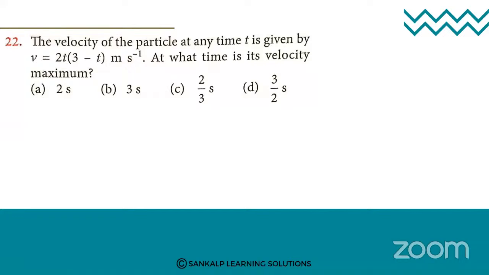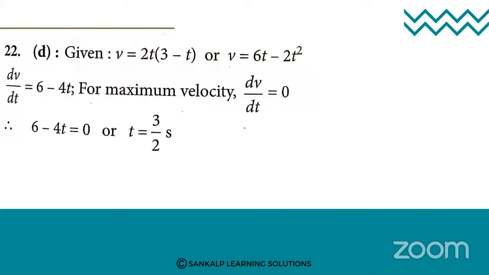The given equation is v is equal to 2t into bracket 3 minus t. So here you can see that option D is the answer. See, v is equal to 2t into bracket 3 minus t, so multiplying 2t, it becomes 6t minus 2t square. So dv by dt is equal to 6 minus 4t because we differentiated. For maximum velocity, we know, you have learned maximum and minimum in maths. So for the maximum velocity, dv by dt is equal to 0. Then t is equal to 3 by 2 seconds.